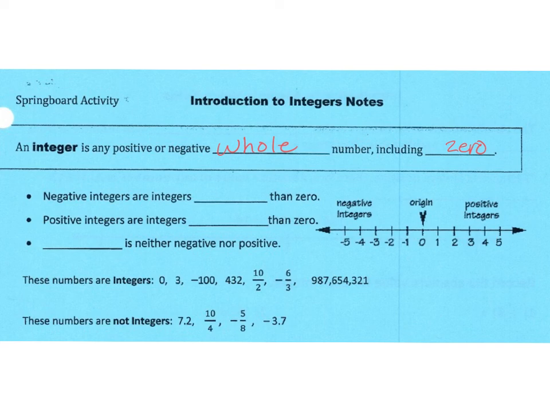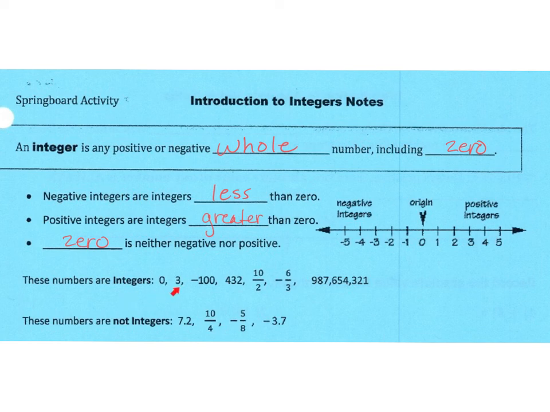Negative integers are integers less than 0. You know that. Positive integers are greater than 0. 0 itself does not have a sign. It is neither positive nor negative. It is just 0. And you can see my number line here. You already know that the positive integers are on the right and the negative integers are on the left of 0. So looking at my examples, think to yourself, why are all of these considered integers?